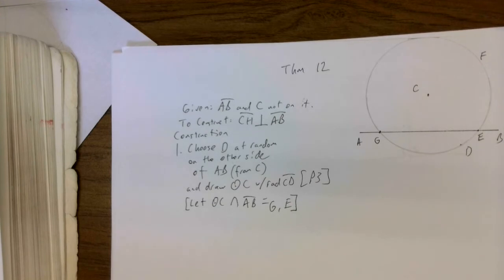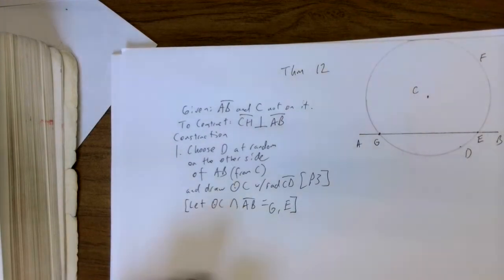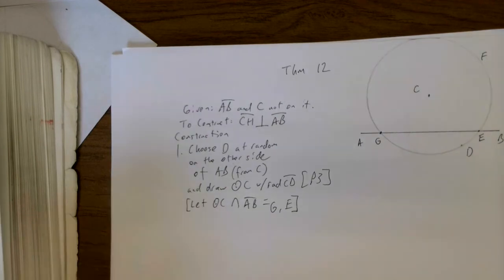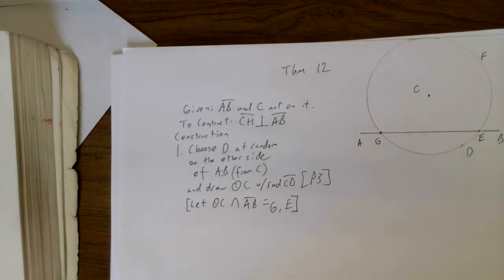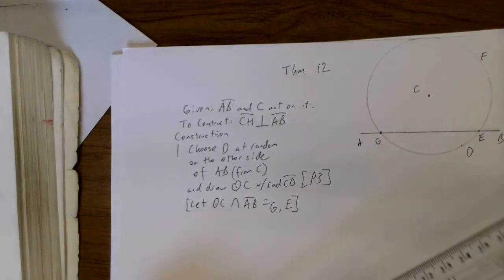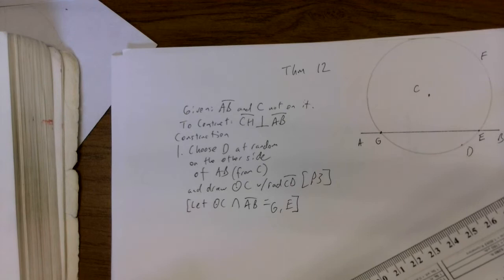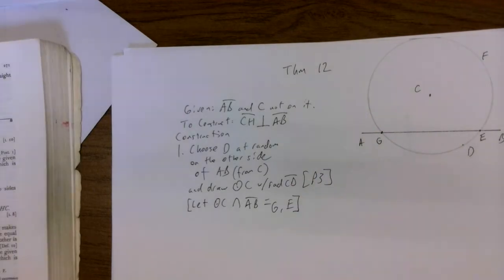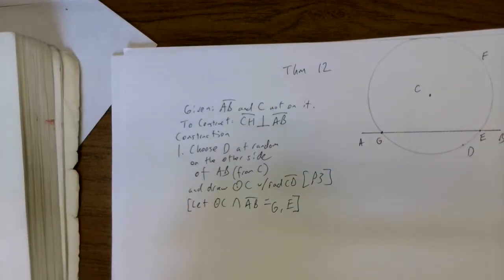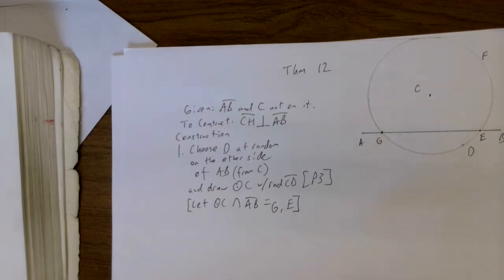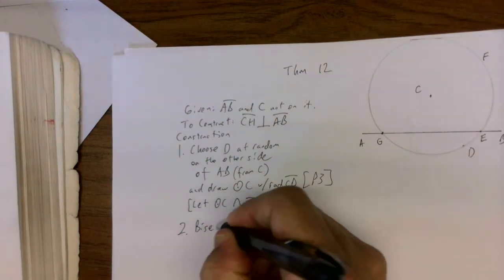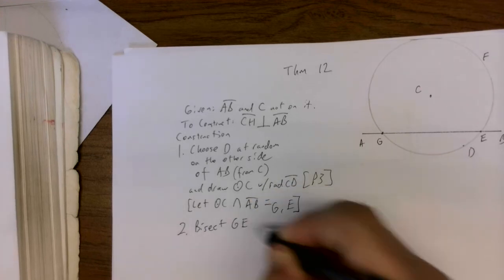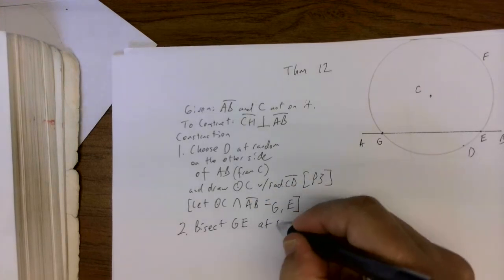All right. So now, you wouldn't necessarily have to do this in order to make the construction, but we'll need to do this for the proof. And that is, first we're going to bisect GE. Bisect GE at H.